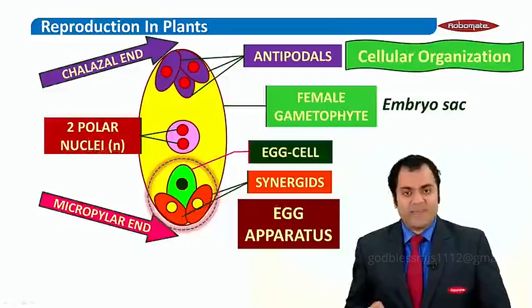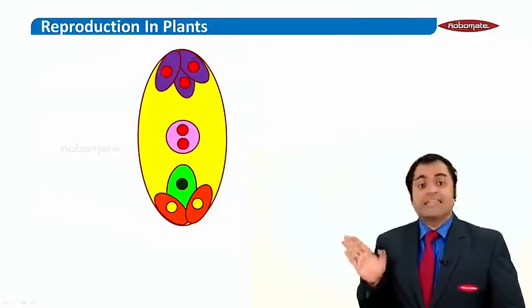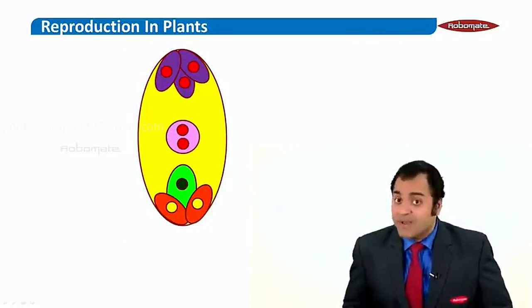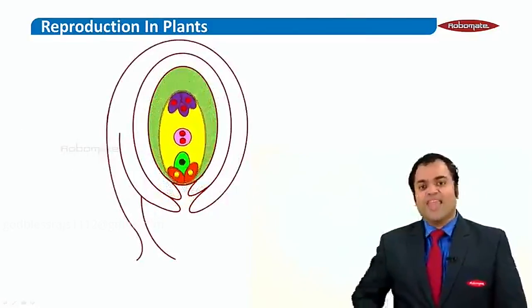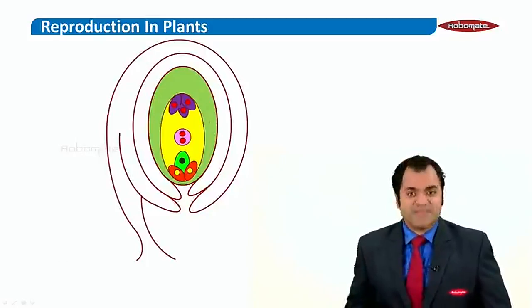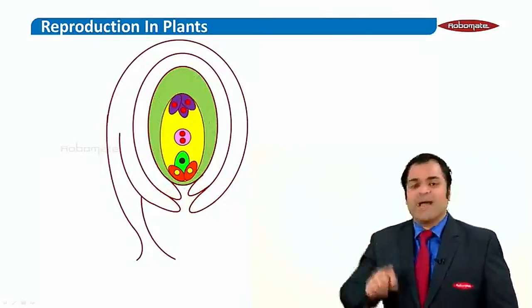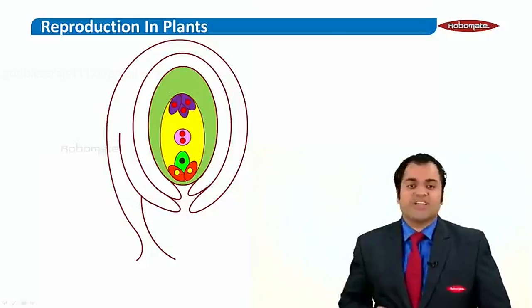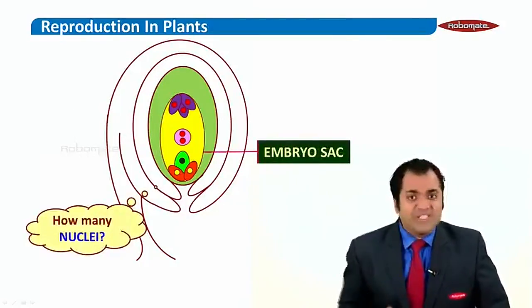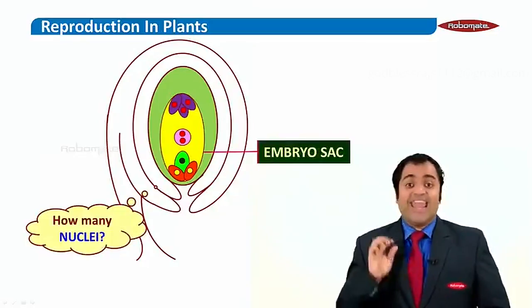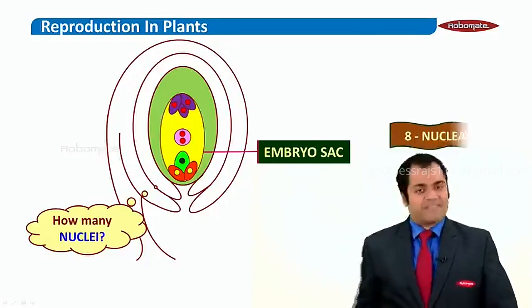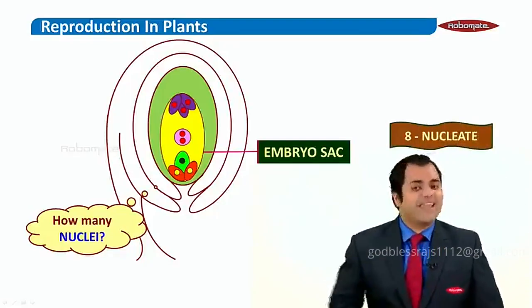Moving on. I'll take this embryo sac and put it where it belongs. Let us see where it belongs. There you go. It comes back into the nucellus where it was developed, more towards the micropylar end. What is that structure? It is the embryo sac. How many nuclei do you think it had? It had 8 nuclei. So can I say it is 8 nucleate? Absolutely.